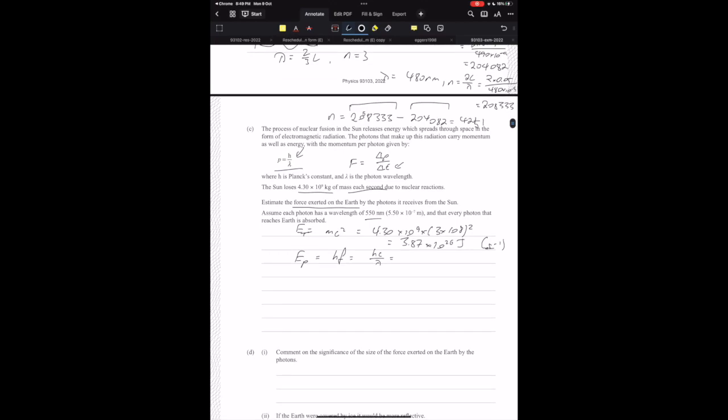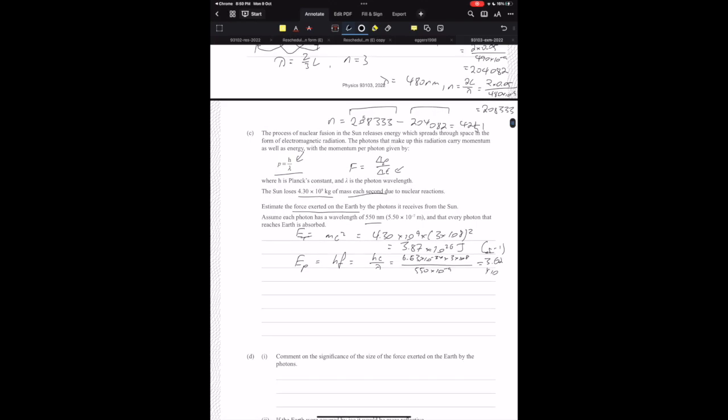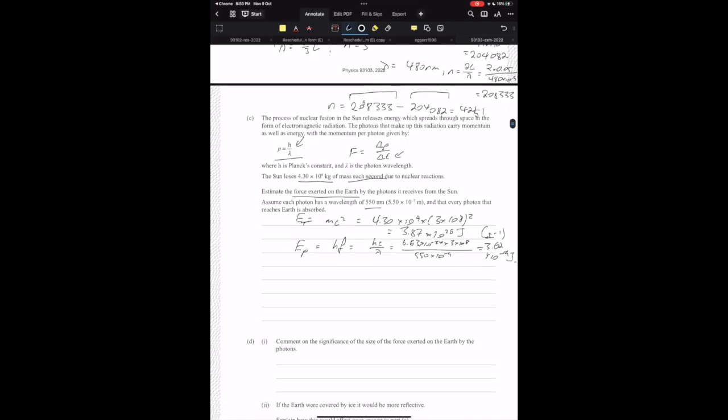So we know that the energy of a singular photon is 6.63 times 10 to the negative 34 times 3 times 10 to the 8, all divided by the wavelength, which they told us was 550 times 10 to the negative 9. And so we get the energy of one singular photon to be 6.63 times 10 to the negative 34 times 3 times 10 to the 8, over 550 times 10 to the negative 9. So then we get the energy of a singular photon to be 3.62 times 10 to the negative 19 joules. And now we just do a bit of division.